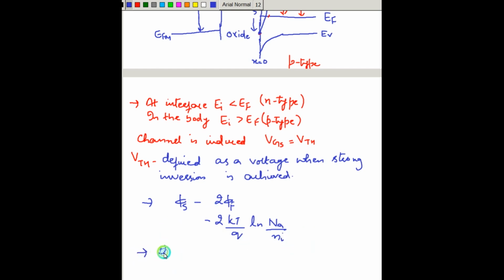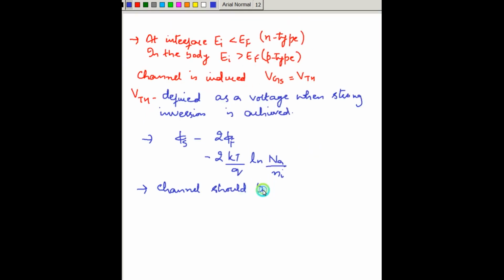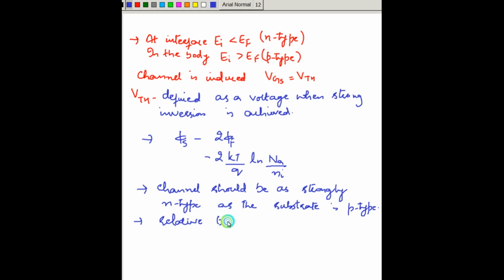So it means that the channel should be as strongly N-type as the substrate is P-type. And how do we quantify this N-type and P-type? It's simply from the relative bending of bands.